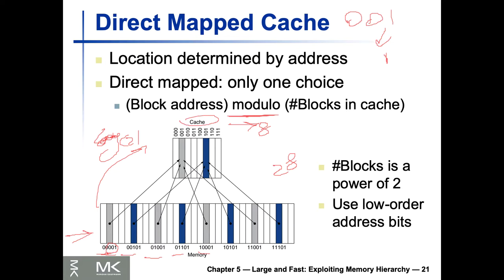Last 3, okay? Now, looking at the last 3 of this, it is 101. 101 represents what? What number in my cache block? Any guesses? 101? 5. Yep. But we are starting from 0, so this is the 6th block. Okay? So that's why.